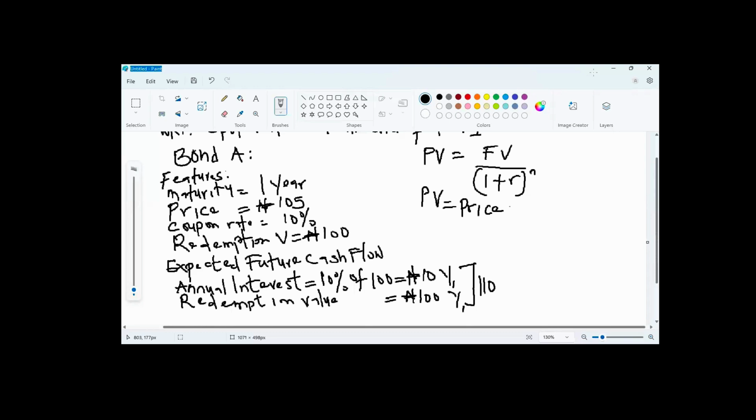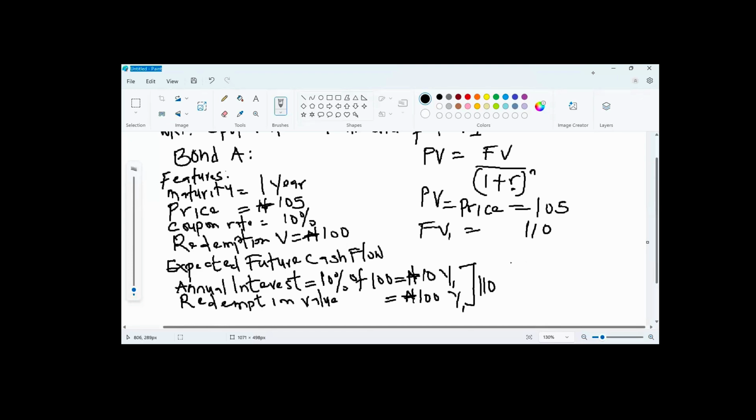The price now is 105. We have future value. The future value is the interest plus the redemption. Our future value is in year 1. Future value in year 1 is equal to 110. Your N is just 1 year. Don't need to bother about that too much. If I take this to equation now, what we are looking for is the R. What is R?